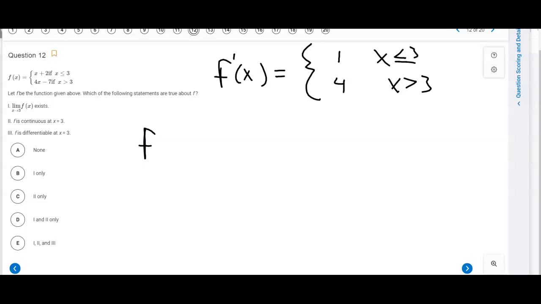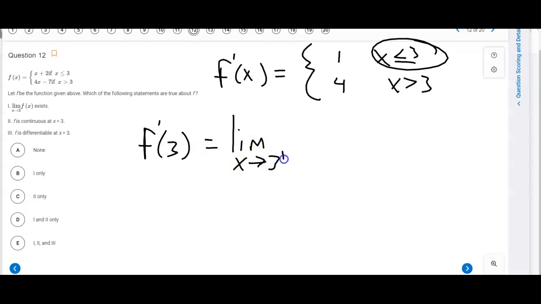I'm not sure if we're allowed to plug in 3 yet, but let's just go ahead and go with it. When you take the derivative of a piecewise function, it's not necessarily true that you're allowed to plug in 3 because it's possible that it's not continuous. But we're going to go ahead and see what happens here. So we need to approach 3 from the right of the derivative, and we need to approach 3 from the left of the derivative.